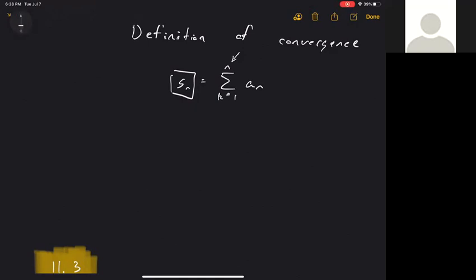In 11.2, we also have the basic series, right? We have our geometric series.